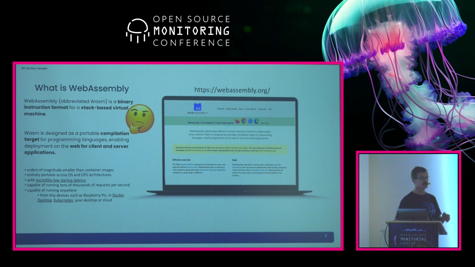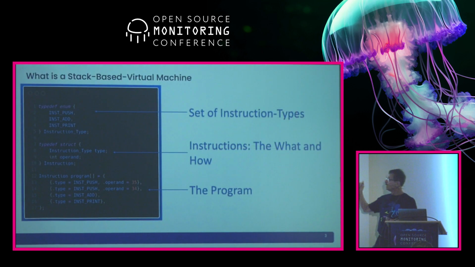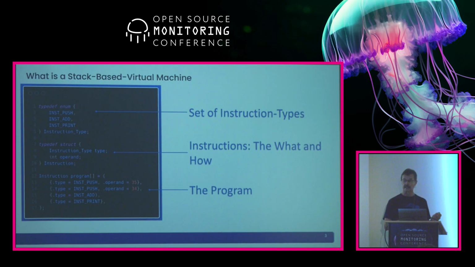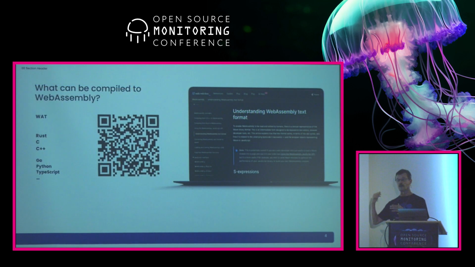WebAssembly is one of the new technologies that if you haven't looked at, you need to look at now. It is a binary instruction set for stacked-based virtual machines that basically allows you to run your application, once it is compiled to this byte code, anywhere you want to. A stacked machine has a set of instruction types, the instructions, and the program. WebAssembly can be cross-compiled from almost any language that there is, and it was built originally for client models inside of a browser. So it's been around since about 2014, but it's now moving into what we call the server-side environment, where we now are able to write anything we want to, in almost any language we want to, as well as this thing called WebAssembly text format.